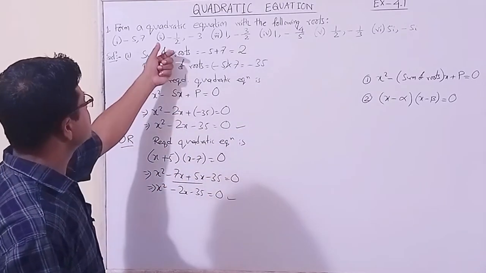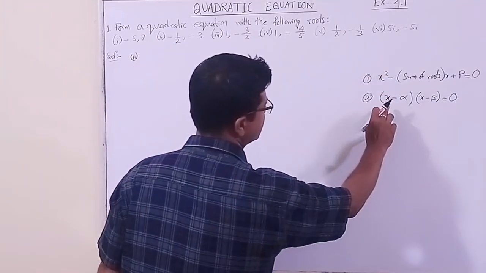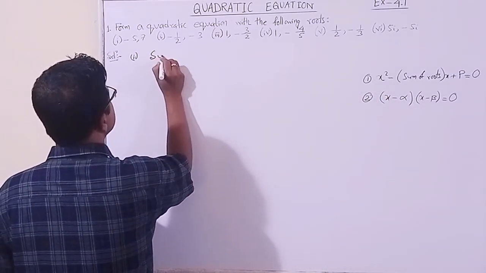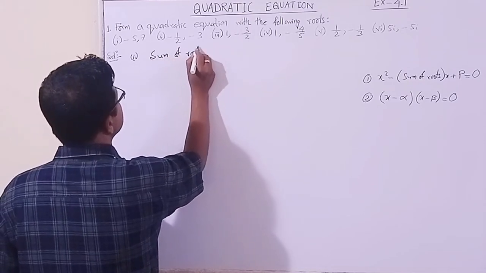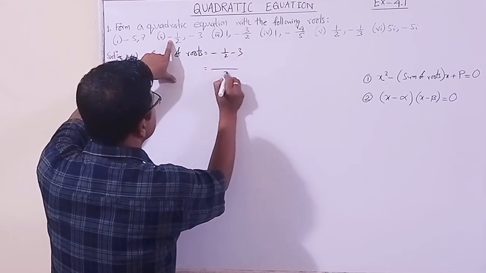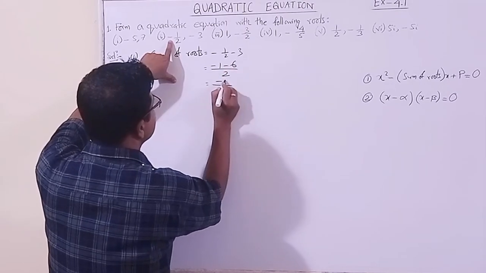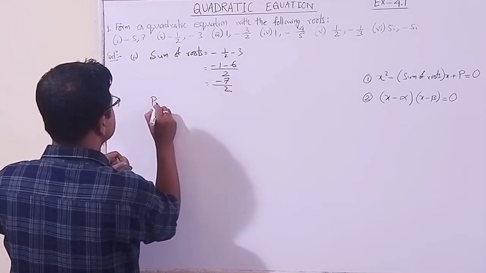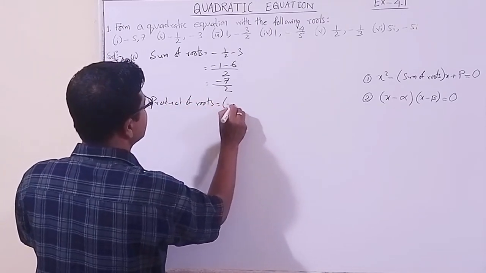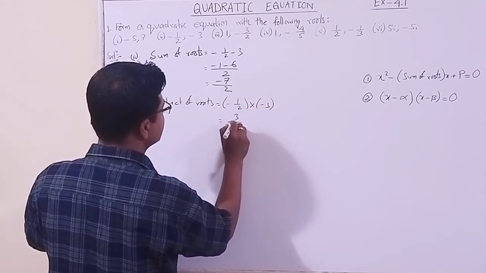Now let us go for the second one. Here let us apply the first method only. This is also a very easy method. Sum of roots equal to -1/2 minus 3, which is (-1 minus 6)/2, so -7 by 2. Product of roots: -1/2 into -3, which is equal to plus 3 by 2.